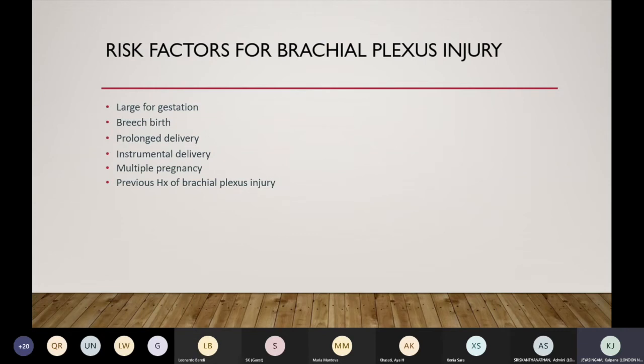And what are the risk factors for brachial plexus injury? Large for gestational age, which is understandable because a baby that's huge might struggle to come out. Breech birth, i.e. the buttocks getting delivered first and the head getting stuck, and you pulling on the baby's shoulder to deliver the baby. Prolonged delivery, instrumental delivery, multiple pregnancy, or previous history of brachial plexus injury.